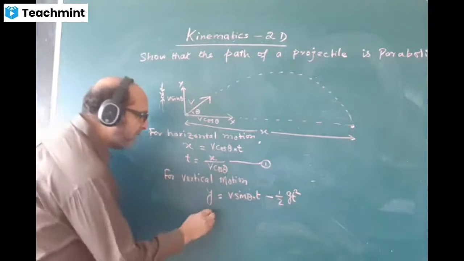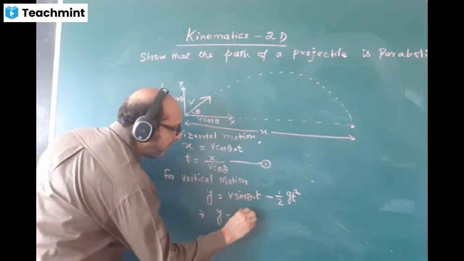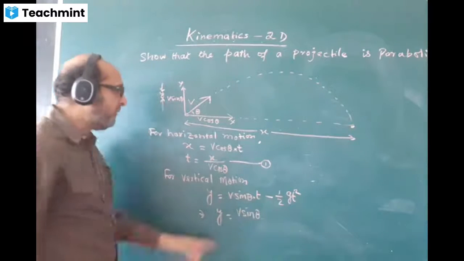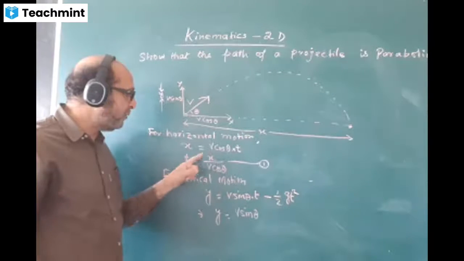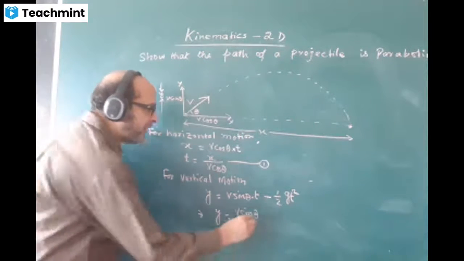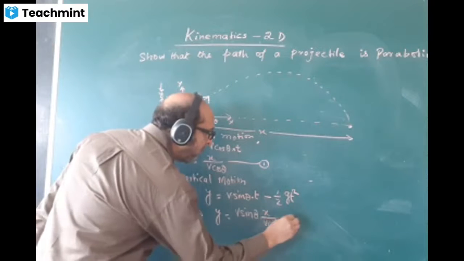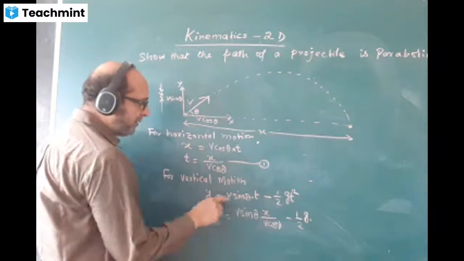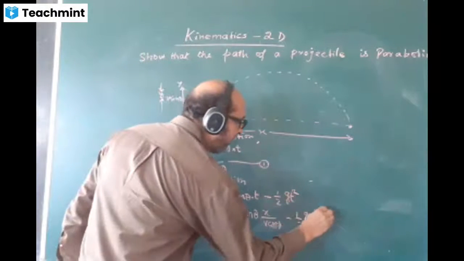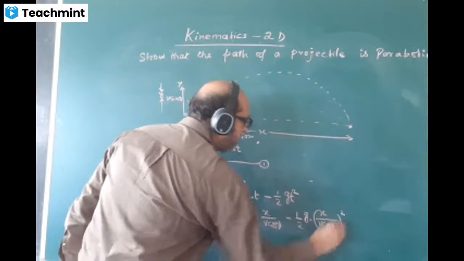Okay, now I'll keep y as it is, v sin theta, and I'll put the value of time from equation number 1. What is the value of time here? Time value is x by v cos theta. I'll write that value: x by v cos theta, minus half g, and t is the same value, x by v cos theta, squared.